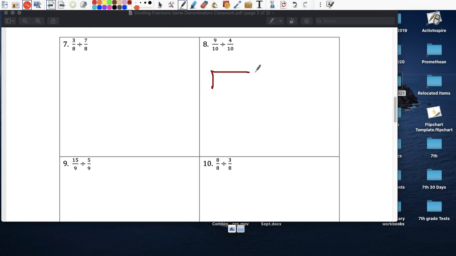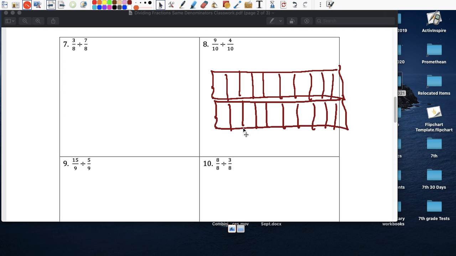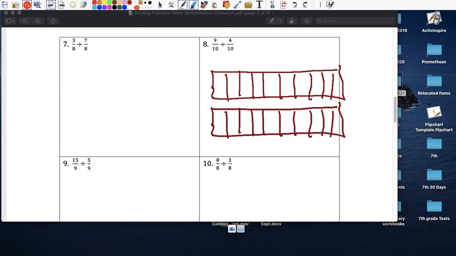This time I have 9. I have 10. So something in 10. 1, 2, 3, 4, 5, 6, 7, 8, 9, 10. And we have 9/10. This is 4/10. So 9/10 would be all the way here. That's what I have. And I want to see how many 4/10 I can put in here.